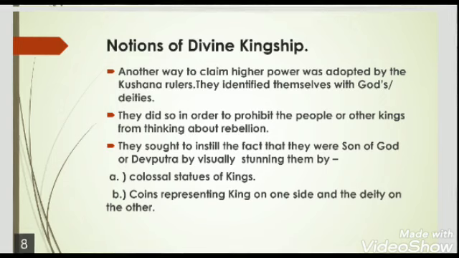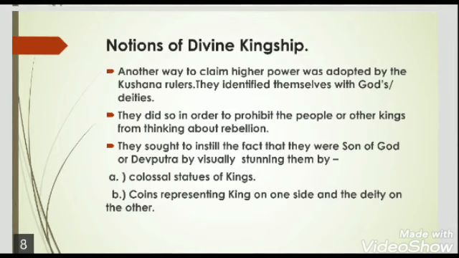This is the way by which the Kushanas were able to claim a much higher power and higher status in the eyes of the people that they were ruling.